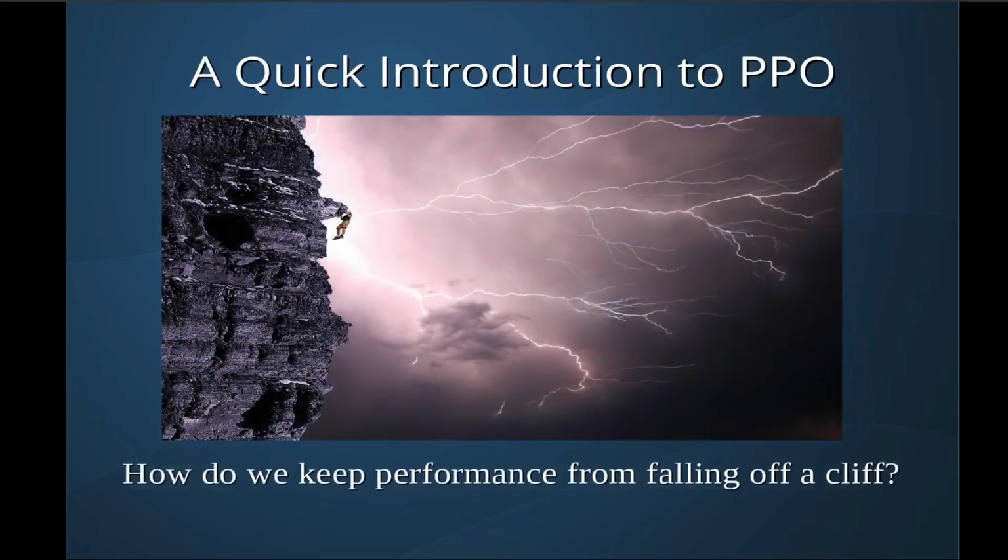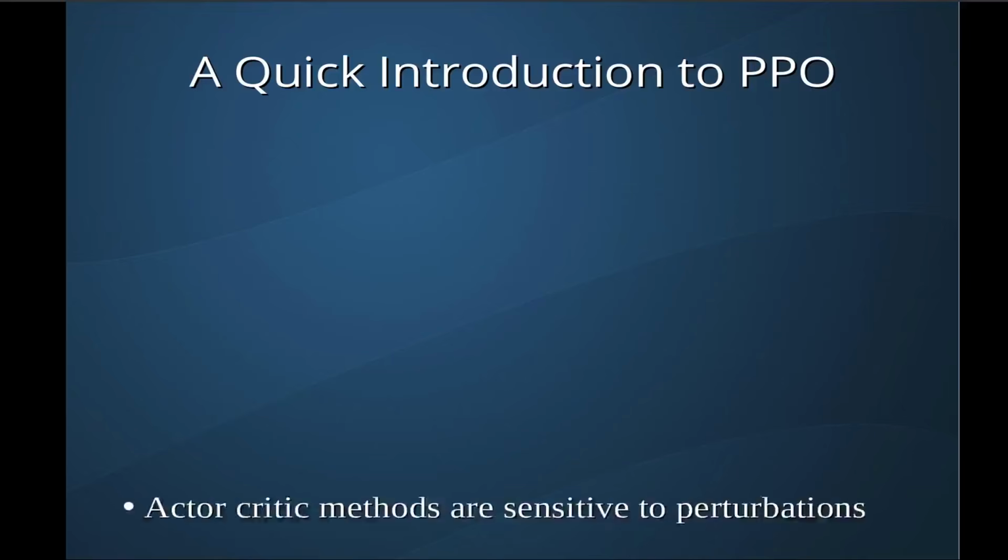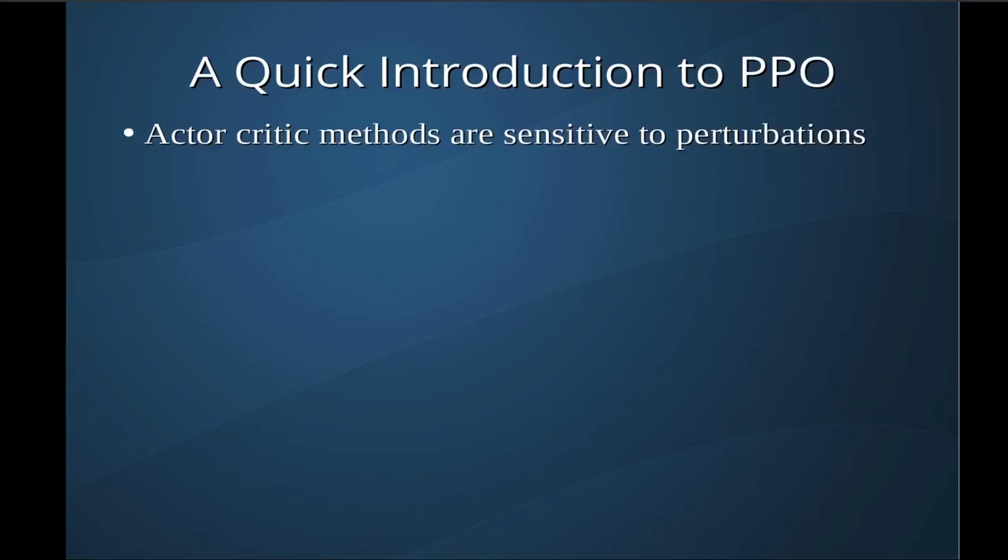So Proximal Policy Optimization, or PPO for short, was created for a pretty simple reason, and that is that in actor-critic methods, oftentimes we see that the performance can fall off a cliff. The agent will be doing really well for a little while, and suddenly an update to the neural network will cause the agent to simply lose its understanding of how to play the game, and so performance tanks and never really recovers. Now, this happens because actor-critic methods are incredibly sensitive to perturbations.